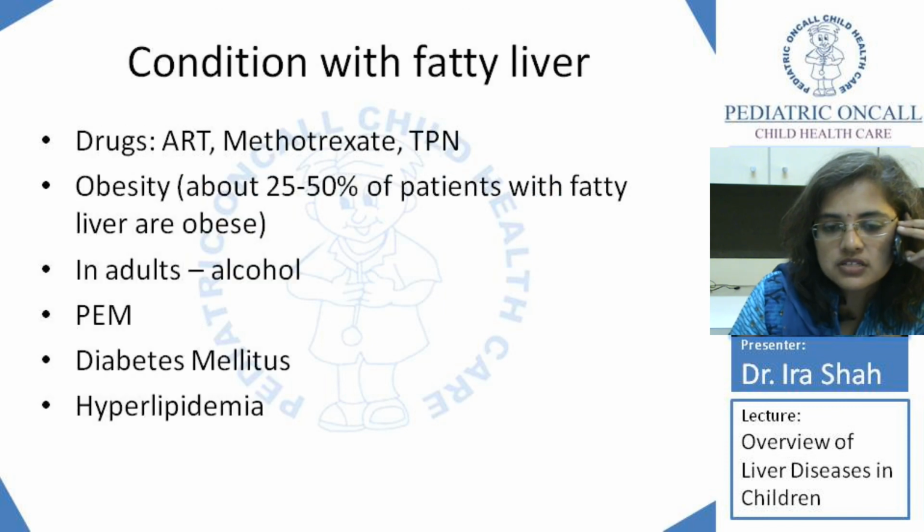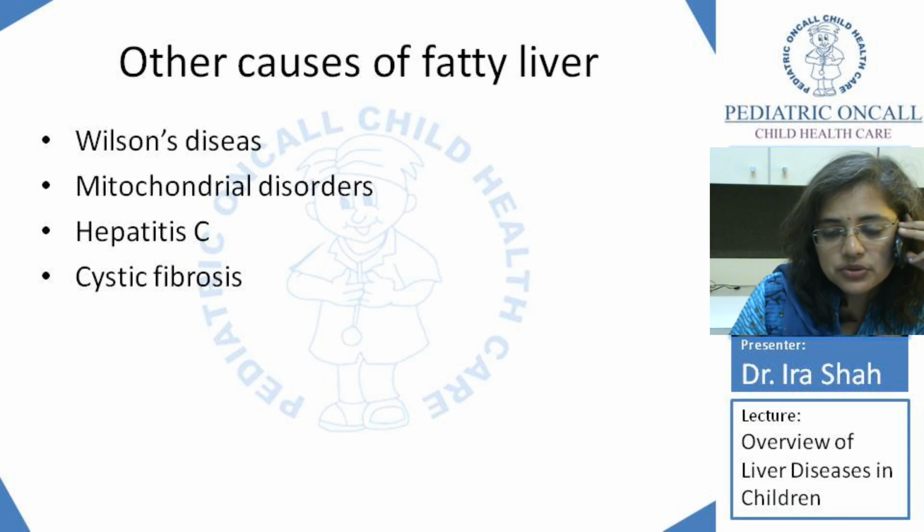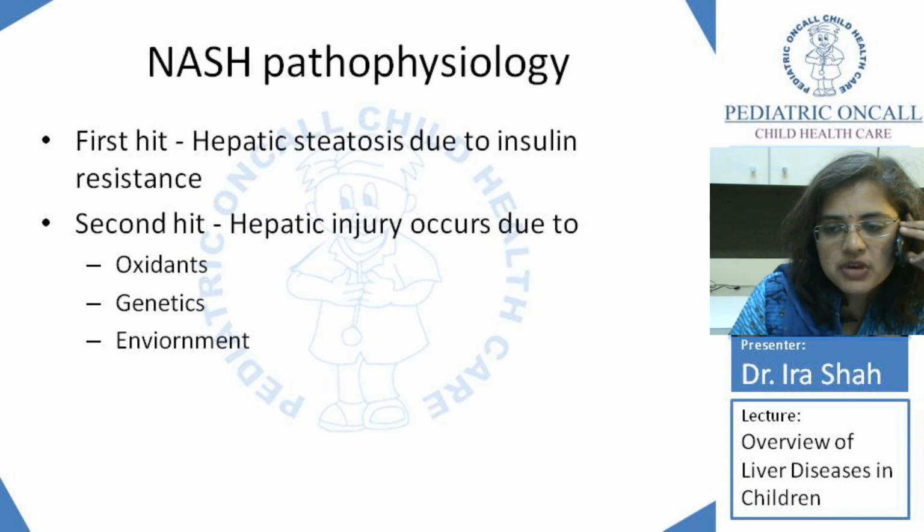Common causes are drugs. HIV patients are going to get these conditions because of antiretroviral therapy. Methotrexate, TPN. Obesity is one of the commonest causes. Diabetes mellitus, hyperlipidemias, and in adults it's alcohol. Other causes of fatty liver, you could get it with Wilson's, mitochondrial disease, hepatitis C, and even with cystic fibrosis. NASH, it's basically 2 mechanisms of action. One is insulin resistance, and second, injury occurs because of oxidants, genetic causes, or environmental causes.